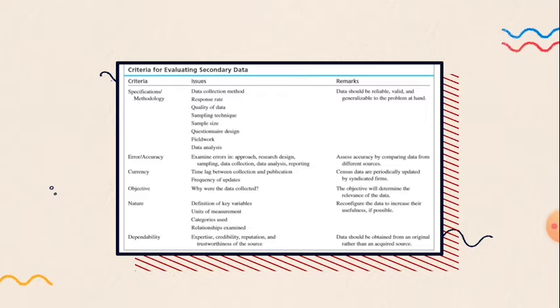The purpose of data collection will ultimately determine whether the information is relevant and useful. Properties data content. The nature and content of the data must be checked with special attention to the definition of key variables, units of measurement, categories used, and relationship examined. Reliable and overall indication of data dependency can be obtained by examining the source, expertise, credibility, reputation, and trust.